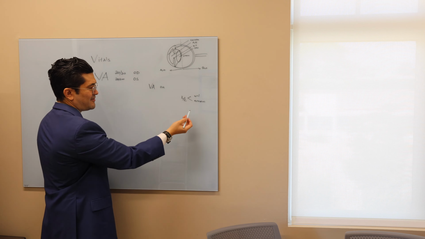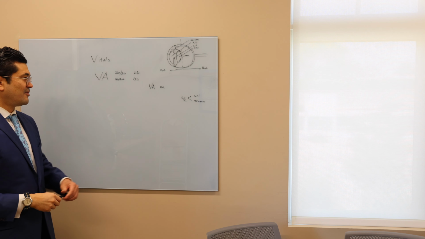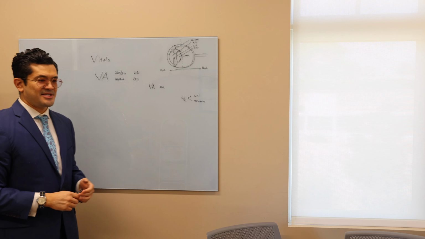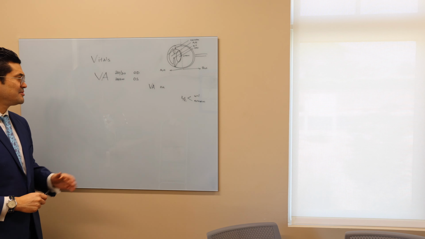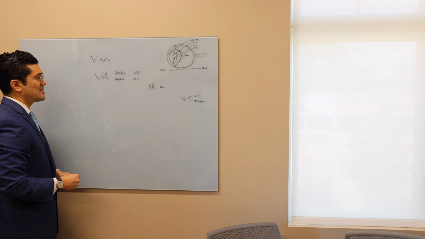I don't even have to write left eye. We know that's written on the bottom and there's an arrow, so that's shorthand for right eye is good, left eye has ectropion. So just by convention, right always goes on top, OD, OS.